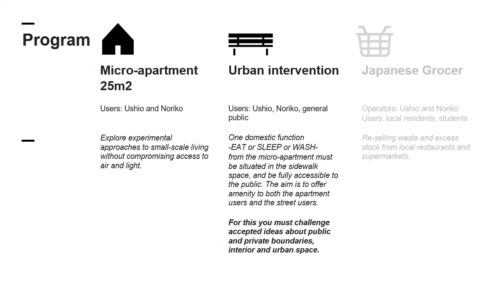The third part of the program, the Japanese grocer, is again not something that you have to design, but it is a space that Ushio and Noriko have said they would like to be included in the program. They will run a Japanese grocer that sits alongside the micro apartment and the urban intervention. So you'll need to be considerate of how these components interact with the grocer, whilst only needing to dedicate a space for the grocer.